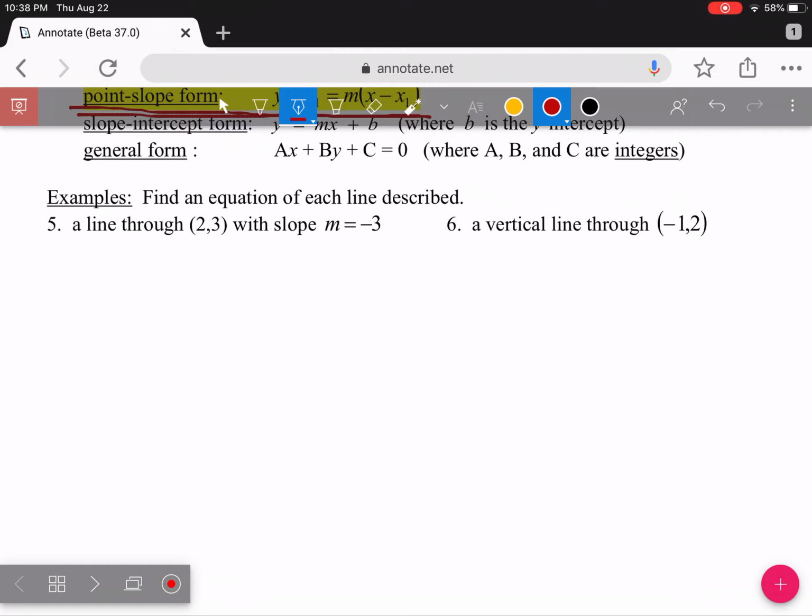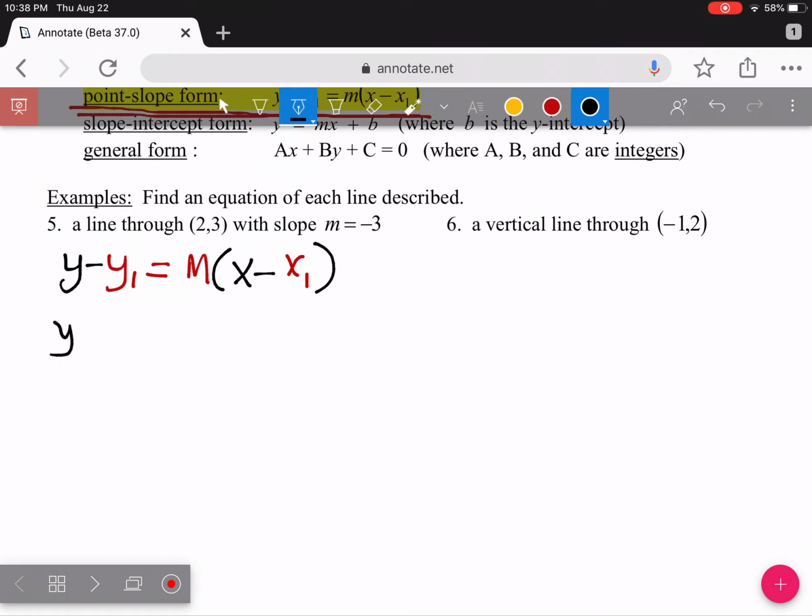Point-slope form is y minus y1 equals m times x minus x1. Now, I made all the pretty colors because I want to remind you the things that are in black are things that do not change. They stay inside of our formula just like that, right? And the things that are in red are things that we plug in information that we know.